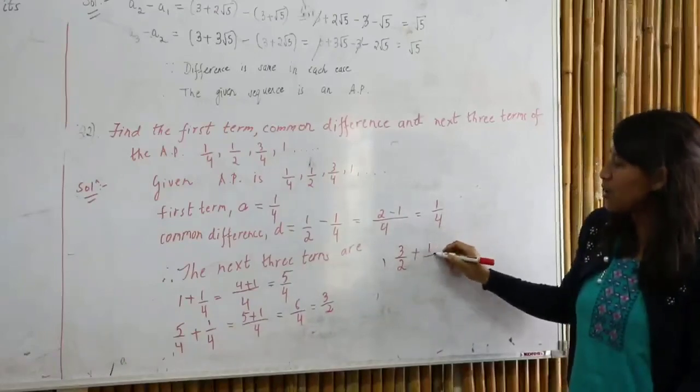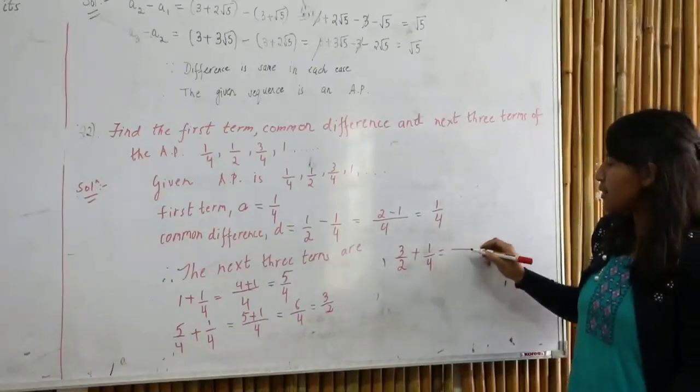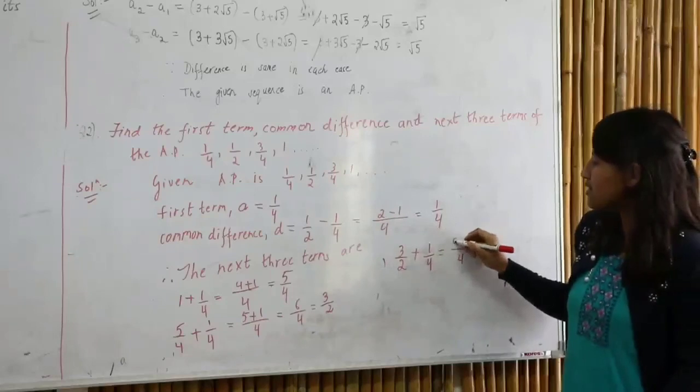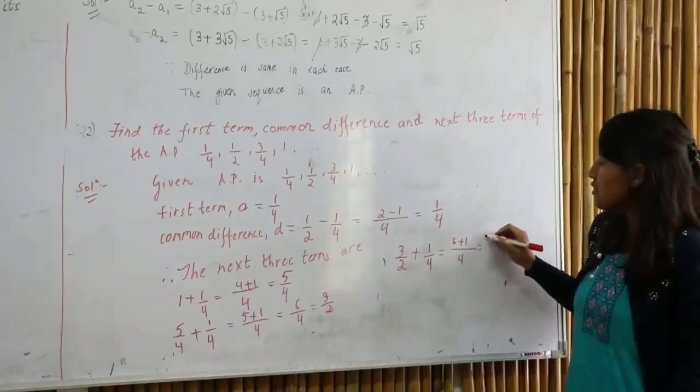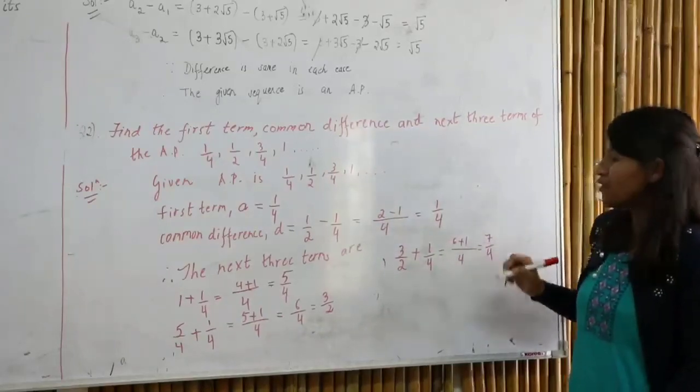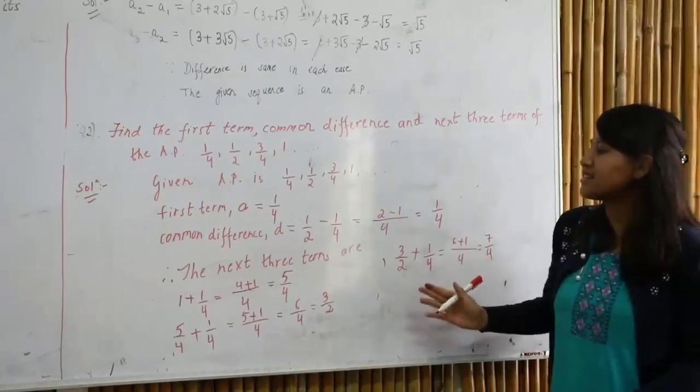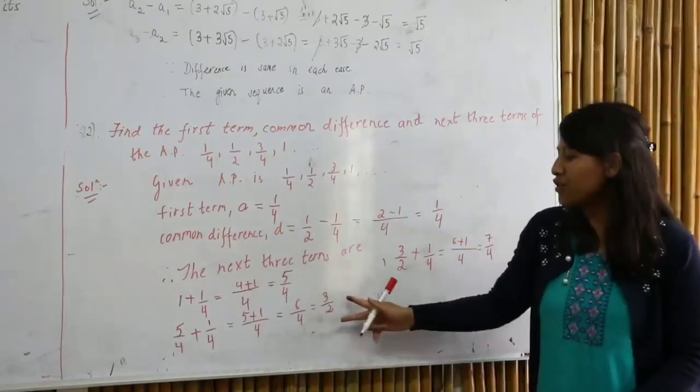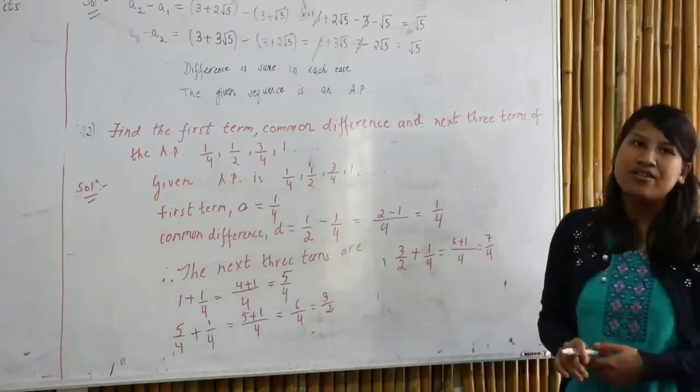The last one, take this one, you add D. So 1/4, LCM is 4. So you get 6 plus 1, which is 7/4. So this is the answer. The next three terms are 5/4, 3/2, and 7/4.